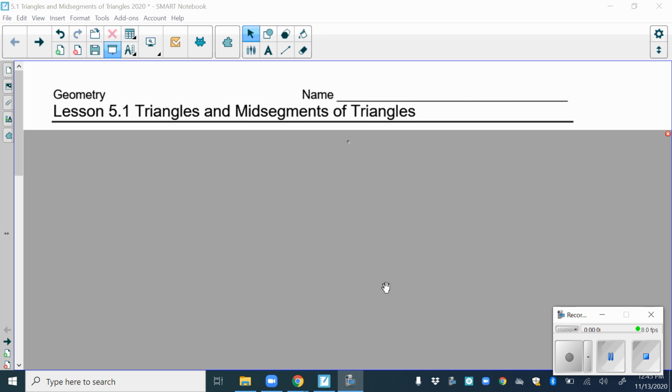Chapter 5 is all about triangles and some relationships in triangles. In the first section, we're going to talk about some basic information about triangles and then specifically what it means to be a mid-segment of a triangle and how you can find that measurement.